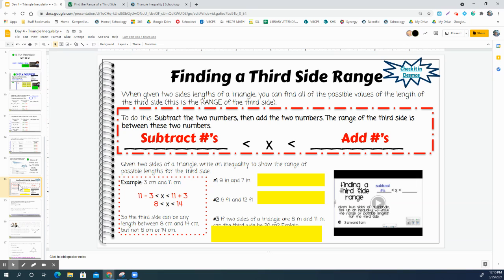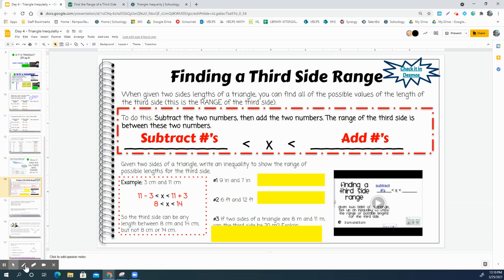I'm practicing patience today. So there's a lot on this slide. What I want to focus your attention on is this example down here in the left-hand corner. If I give you a 3 centimeter stick and I give you an 11 centimeter stick, how big a stick do you need to close that triangle? Well, the process is subtract the two numbers. 11 minus 3 is 8. And then add the two numbers. 11 plus 3 is 14. You subtract them when the hinge is closed, and you add them when the hinge is open. So anything between 8 and 14 is going to close that triangle.